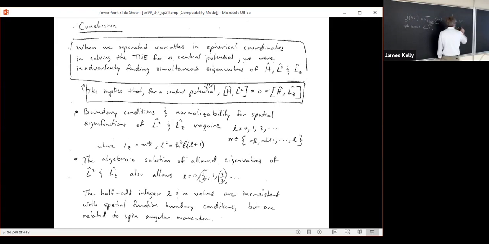L times L plus 1 times h bar squared. I know there's a lot of details in here. So the allowed values of L squared, the ones that we have non-zero probabilities for, are going to be 0 times 0 plus 1 times h bar squared. That's just 0, right? 1 times 1 plus 1 h bar squared, or 2h bar squared. And 2 times 2 plus 1, 2 times 3 is 6h bar squared.